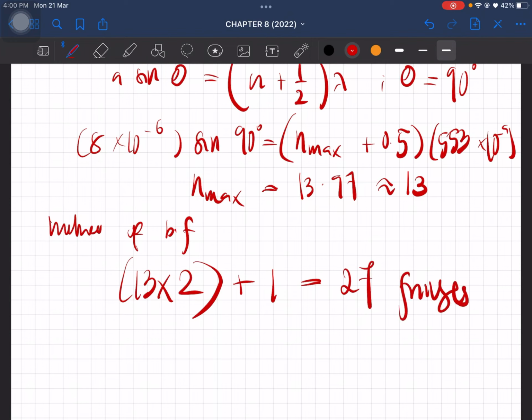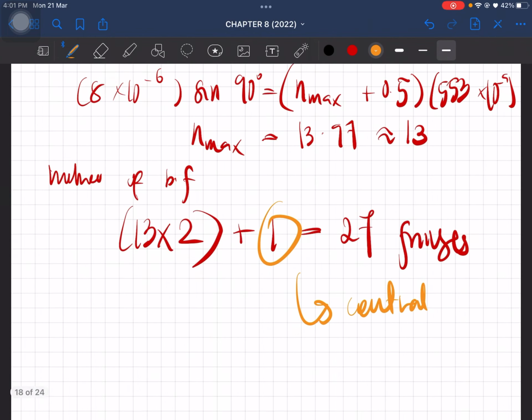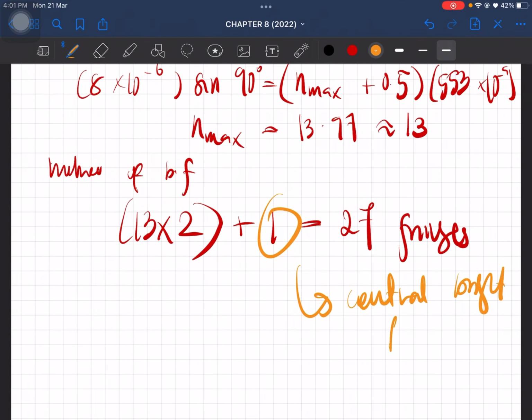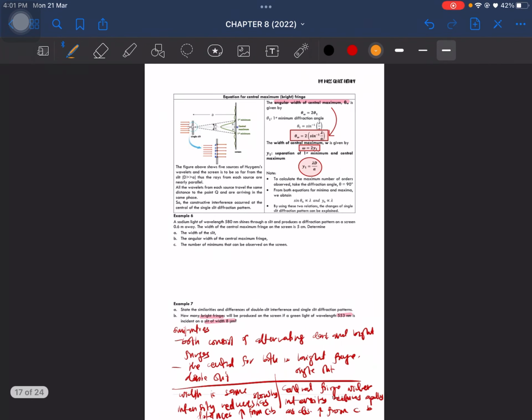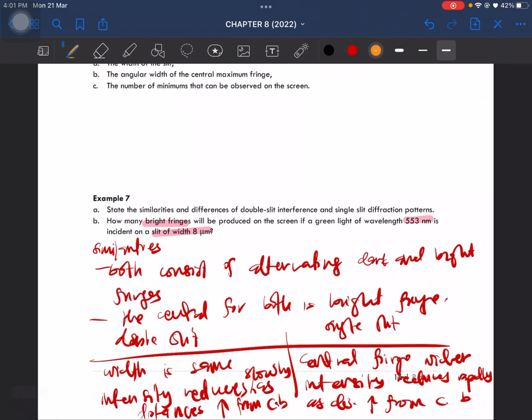If it is minima, which is the dark fringe, you don't have to plus 1 because it does not have a central fringe. So this is the central bright fringe. Please remember that when you're trying to calculate the maximum number of fringes. All right, and that is example number 7.